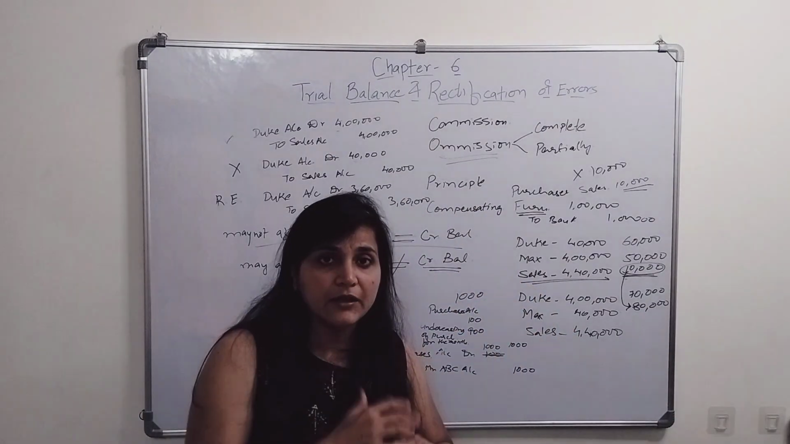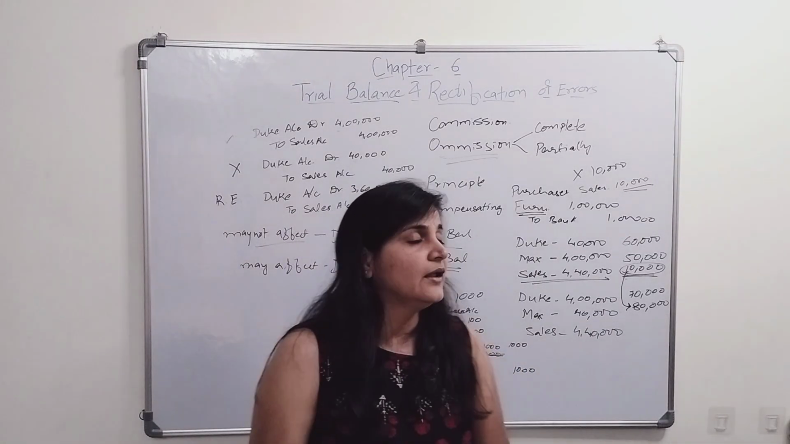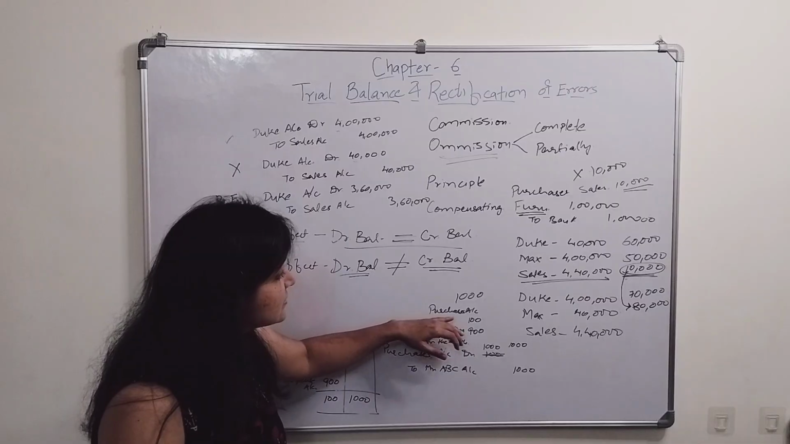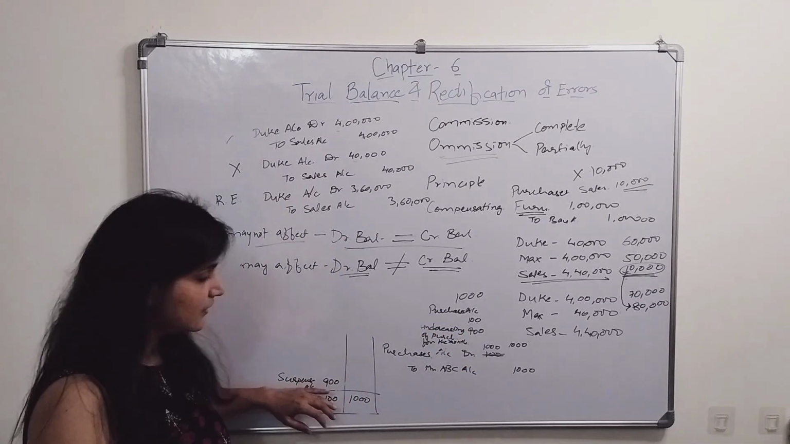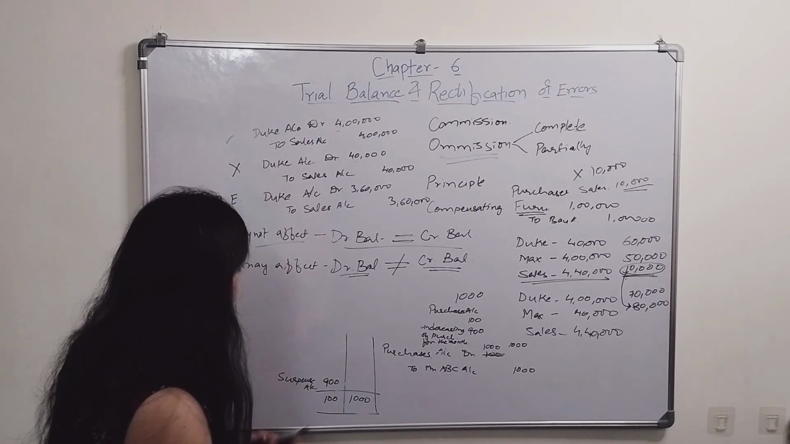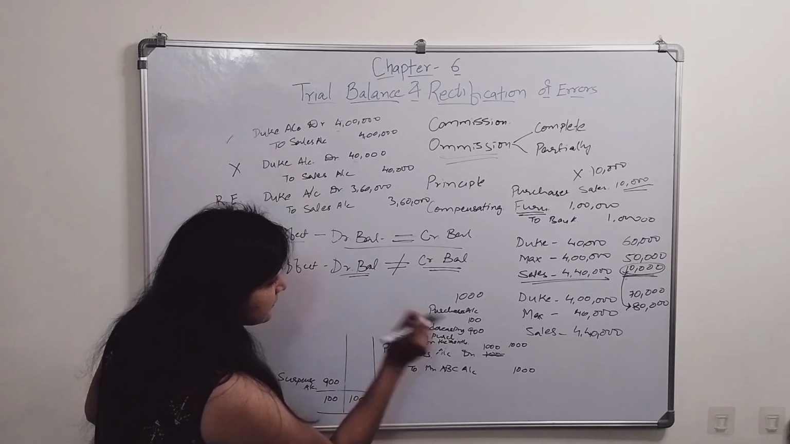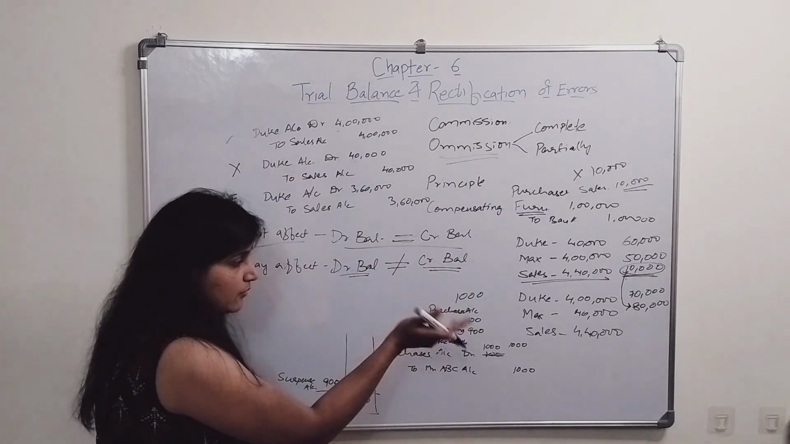If we are able to find the error, we will close this suspense account. Let's say they get to know that the purchases has been undercasted by an amount. Now you have created a suspense account of rupees 900. What you will do, purchases is 100. Now you have to increase this by 900.